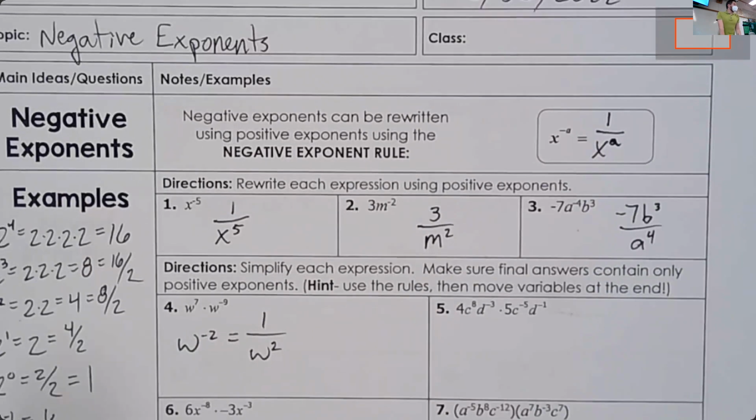And if you have any questions, please let me know. The negative exponent rule is oftentimes the one that can be kind of the trickiest one. So if you got questions on any of this, please ask if you need some help with it.